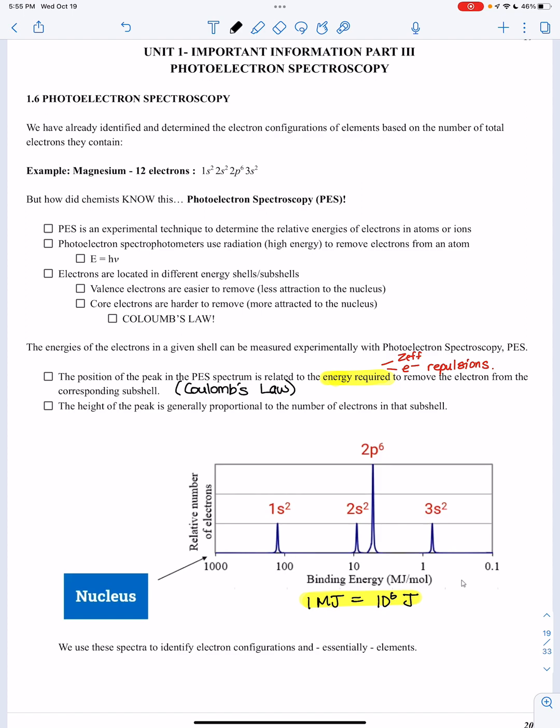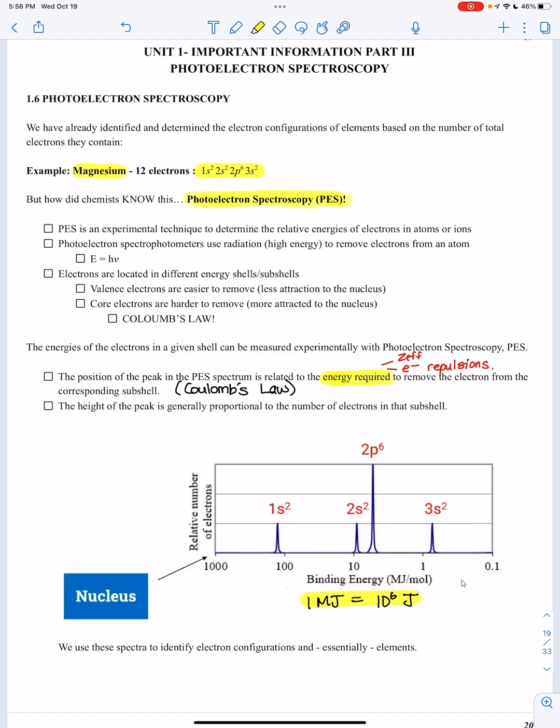So photoelectron spectroscopy helps us illustrate electron configuration. We've already been able to write electron configurations, for example, magnesium. Magnesium has 12 electrons, and the way I would write its electron configuration would be 1s2, 2s2, 2p6, 3s2. That's great, and we know the order from previous lectures and notes. But chemists were able to figure out this electron configuration by something called photoelectron spectroscopy, which is PES for short.